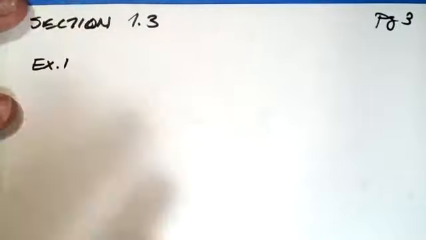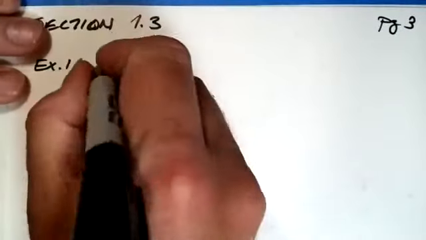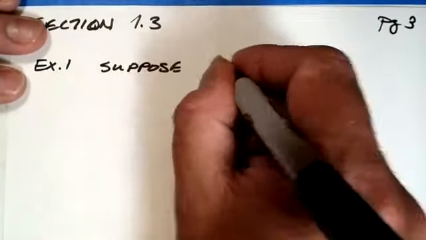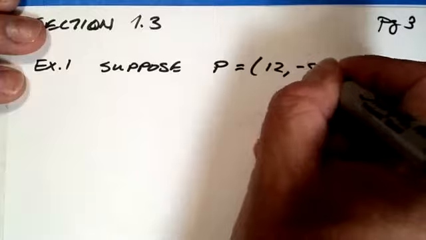Suppose, now remember, we had set these up so that there was an angle in standard position, and then this point P lies somewhere along the terminal ray. And so let's suppose that we've been given some information about this. So let's say point P is the coordinate 12, -5.